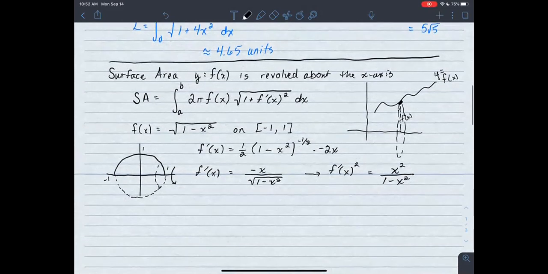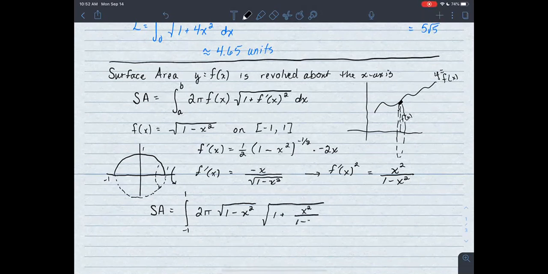So now let's set up our surface area integral. Integral from -1 to 1, 2 pi times f of x, square root of 1 minus x squared, times this ugly square root of 1 plus f prime squared, x squared over 1 minus x squared.